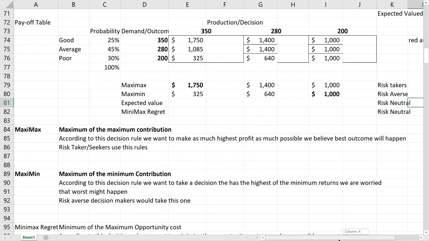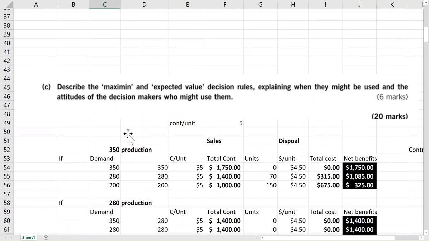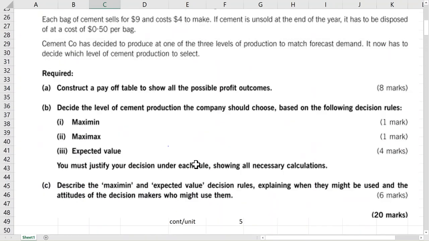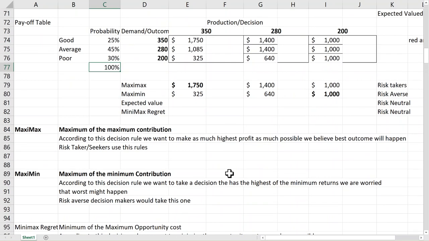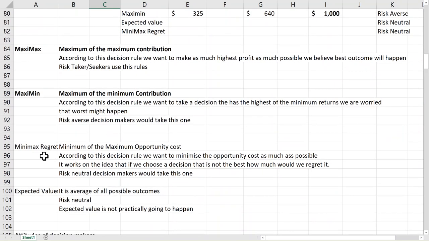Next is expected value. Expected value is when you find average of all the probabilities. Like the outcome of 350, 280, and 200 has 25%, 45%, and 30% probability. Total becomes 100%. Remember, it was given here. So if we find an average of that, it is called expected value. And expected value is taken by risk neutral.